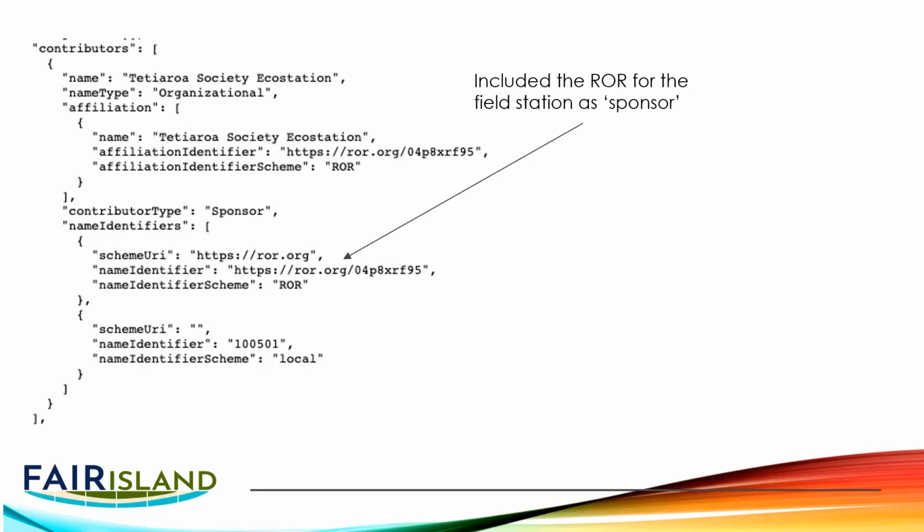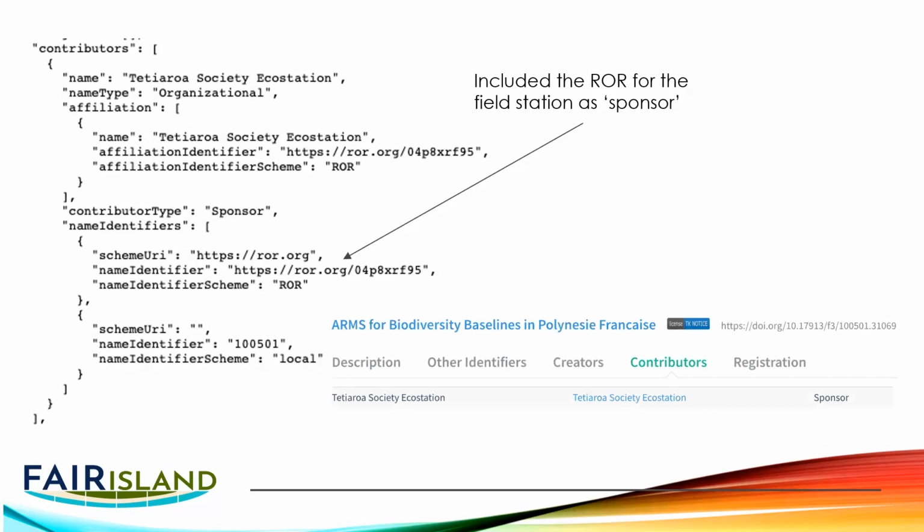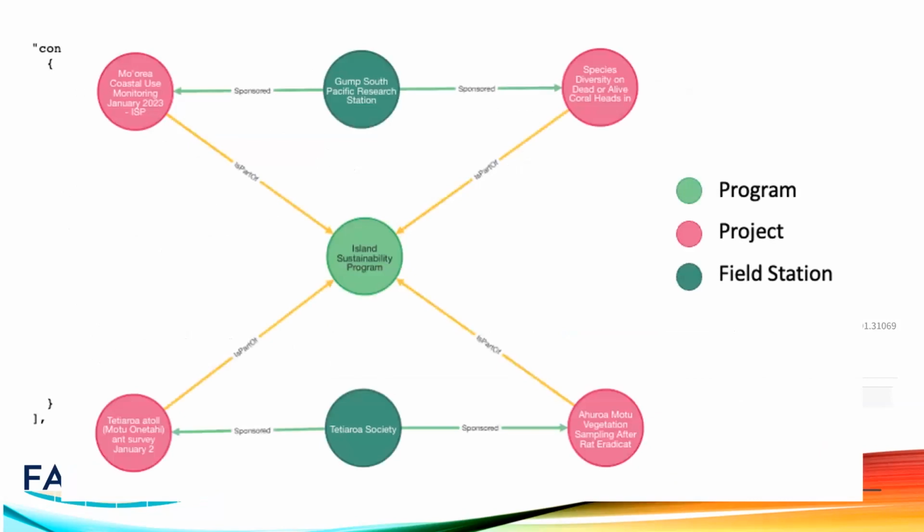So in this project metadata, we've included this contributor type sponsor and included the field station, and we have a ROR for the field station. We are advocating for field stations and other facilities to make sure that they have a ROR so that they can also be included in this way. This is a little snapshot of the contributors, and you can see the Teddy Aroa EcoStation showing up in the DataCite Commons page as a sponsor. What this gives us is the ability to continue to grow the PID graph.